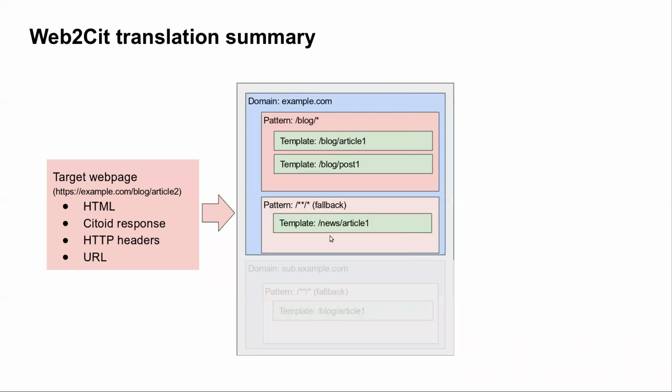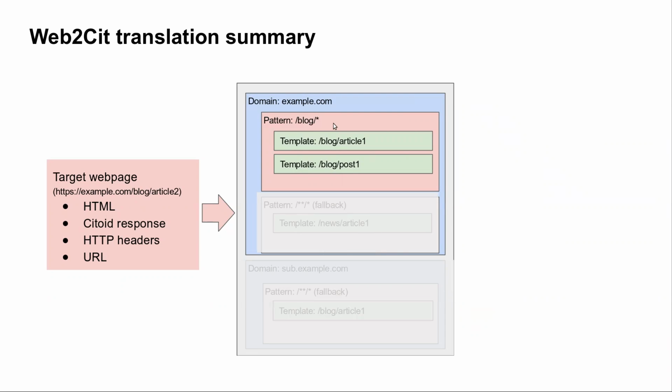It is going to use the configuration defined for example.com. Once we have established what domain the target web page belongs to, we have to establish what URL path pattern it belongs to. So because it is example.com/blog, it belongs to this pattern here above. So we're not going to use the templates that belong to the fallback pattern, just the templates that belong to this /blog/wildcard pattern.